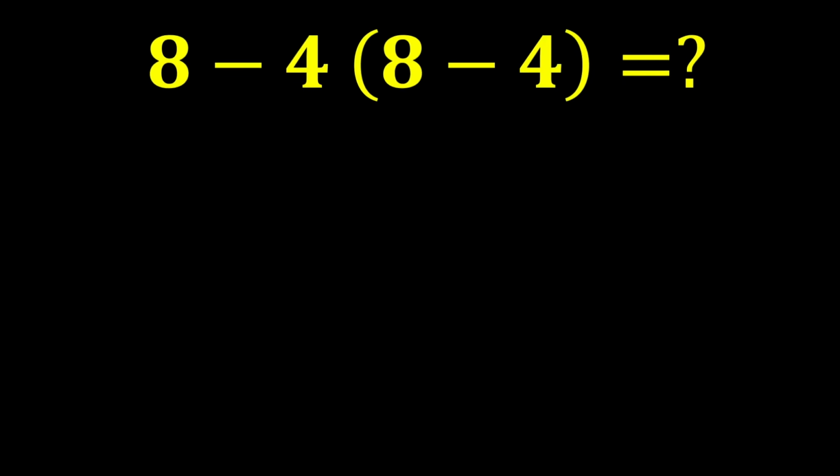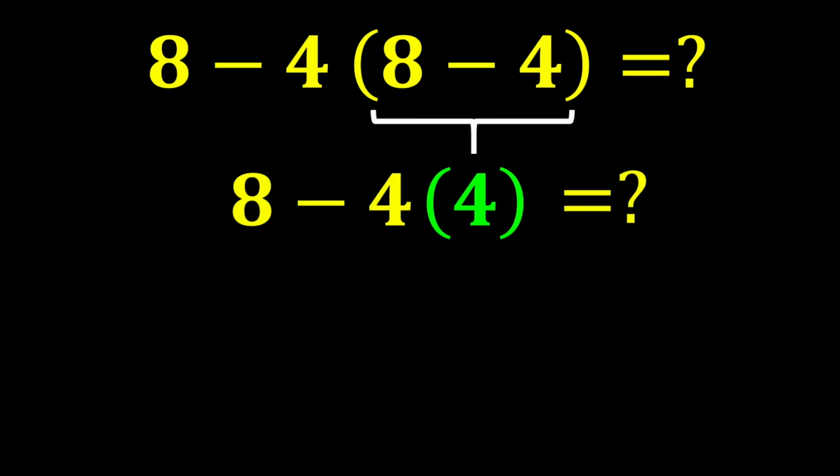8 minus 4 times (8 minus 4). According to PEMDAS, we first calculate inside the parentheses. 8 minus 4 gives us 4, and the expression becomes 8 minus 4 multiplied by 4.